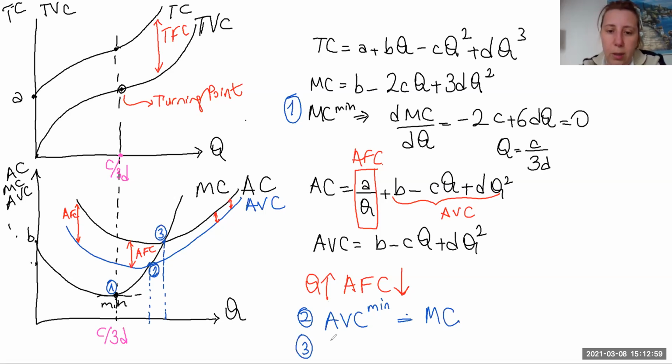Also, point 3 is the minimum point of the average cost, and at its minimum point, it's just equal to the marginal cost. Please remember the relationship between average and marginals.